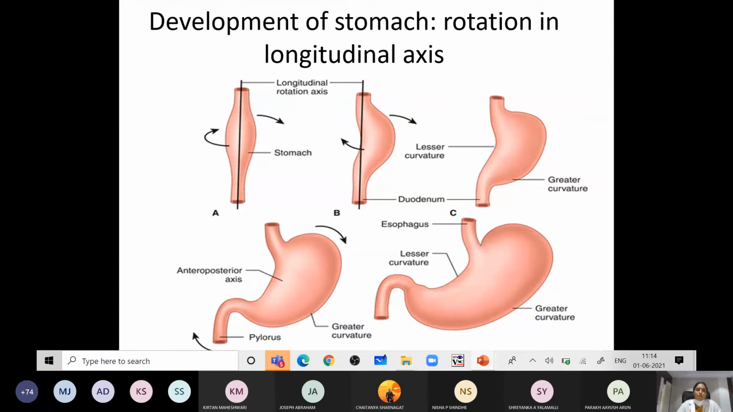Now next we'll move on to development of the stomach. The stomach is a continuation of the foregut distal to the esophagus. Initially this stomach is oriented antero-posteriorly. Clear? So this part will be anterior and behind it will be posterior. Now what will happen? Do you have any doubts?